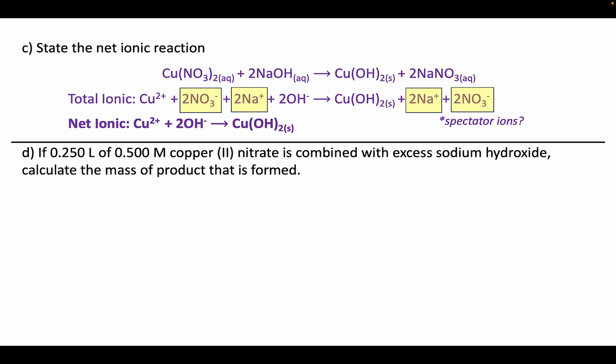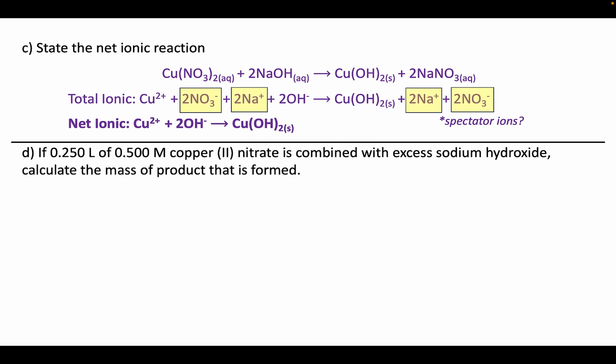Now our final question is saying, well, what about some stoichiometry here? If we start off with a quarter liter, 0.250 liters of 0.50 molar copper II nitrate in combination with excess sodium hydroxide, so not a limiting reactant problem, all we need to deal with is the amount of copper nitrate. We want the mass of product that's formed.